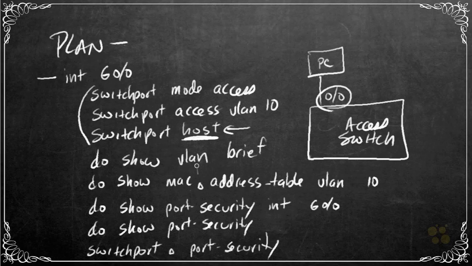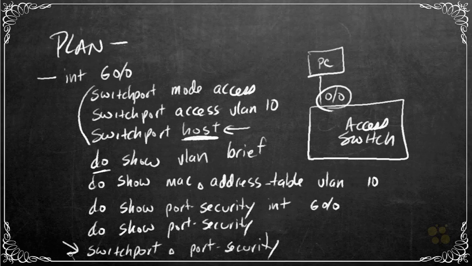And then we can do a show vlan brief. And the do command is because we're in configuration mode. We need the do commands so we can do our show commands. So we'll do a show vlan brief just to verify that gig 0/0 is associated with VLAN 10. We'll also do a show mac address-table for VLAN 10 to see how many are there. And we have other commands like show port-security for a specific interface and show port-security in general.